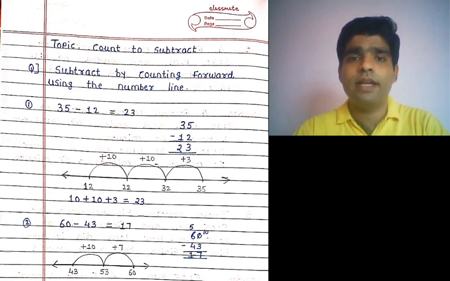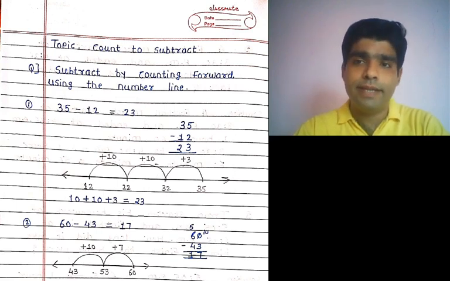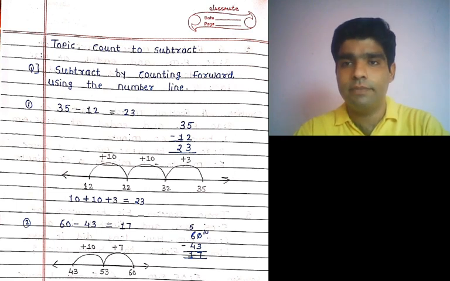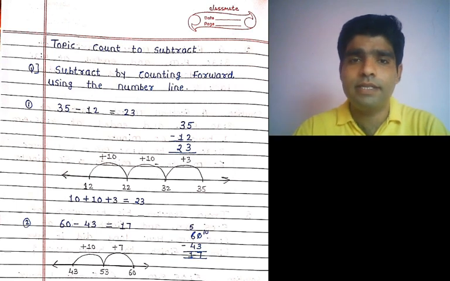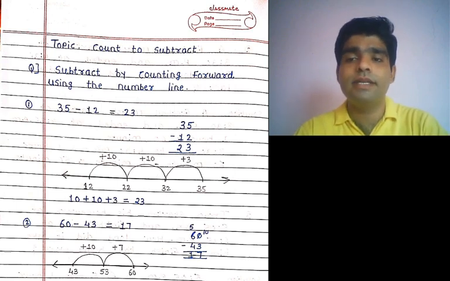Now we just have to add up what we added. Here it will be plus 10, plus 10, plus 3. Okay, 10 plus 10 plus 3 is equal to what? 23. It means your answer is what? 23. Okay, so simple example. 35 subtract 12 is equal to what? 23. This is one method, and another method is to subtract by counting forward using the number line.